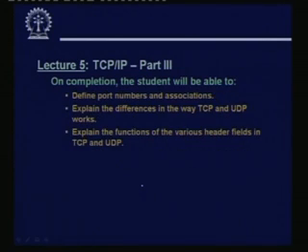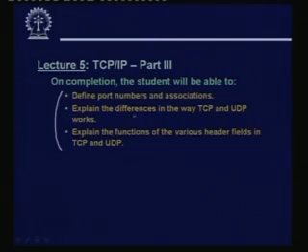In the next lecture, TCP/IP part 3, we continued our discussion by looking at the transport layer protocols this time. We started with the definition of port numbers and associations, which are essential to identify the communicating entities at the transport layer level. We discussed the main differences between TCP and UDP, in the way they function and in their capabilities, and we also looked at the headers of TCP and UDP packets, what the various headers are and why they are used.